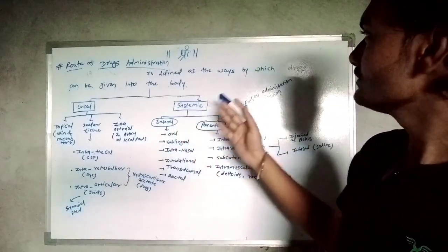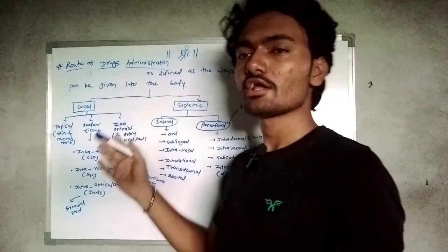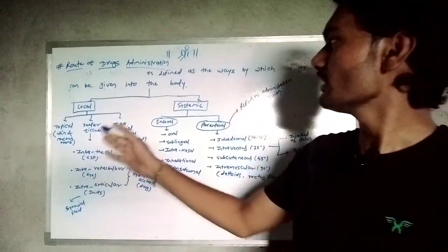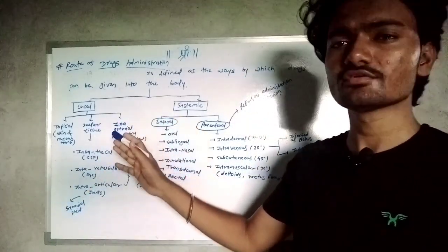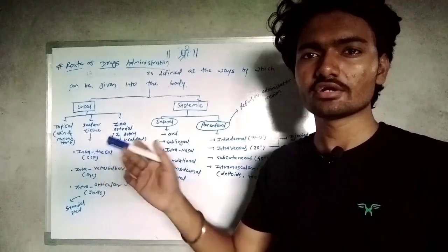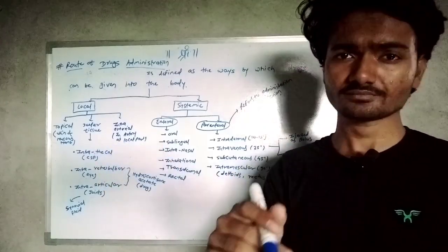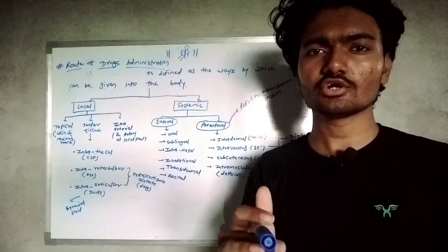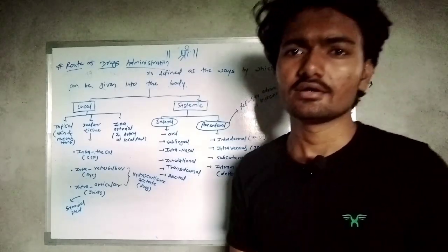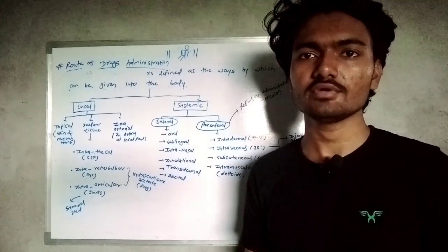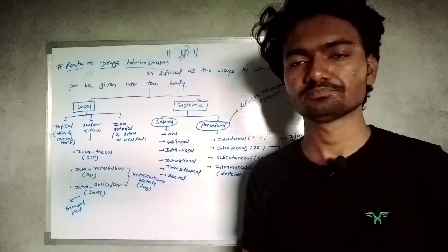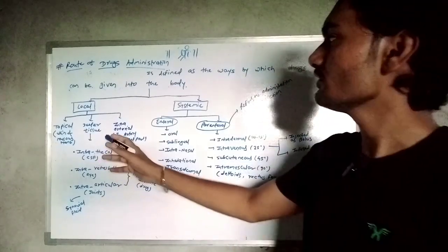Route of drug administration is defined as the way by which a drug can be given into the body. It is classified into two types: local and systemic. Local is the route in which the drug is administered at the site of action, and in the systemic route, the drug is intended to be absorbed into the bloodstream and distributed all over, including the site of action. So first we will learn the local routes.